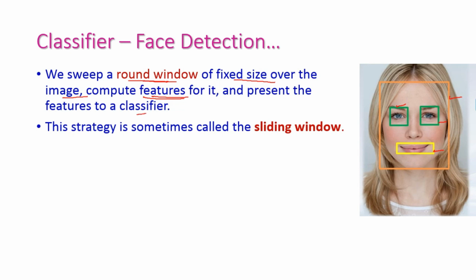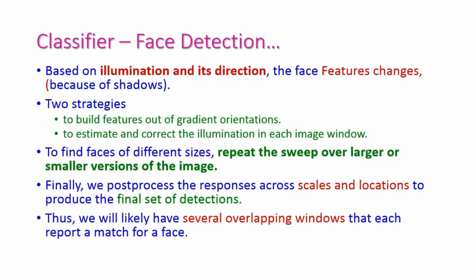This rounded window is called a sliding window. So what is the purpose of the sliding window? Sliding window is very helpful for extracting features from the image. Based on the illumination and its direction, the face features may change, right? Because based on the illumination, shadows may appear on our face, hence extracting features will be somewhat difficult.